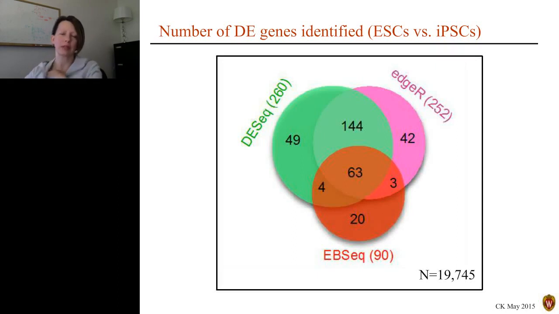Okay, so in the human embryonic stem cell and induced pluripotent stem cell experiment, we applied our approach along with two others, DE-seq and EDGE-R, to that two-group experiment, and here's a Venn diagram showing the numbers of genes that were identified in each of those. We're going to take some time comparing the 90 that EB-seq identifies to identifications from EDGE-R.